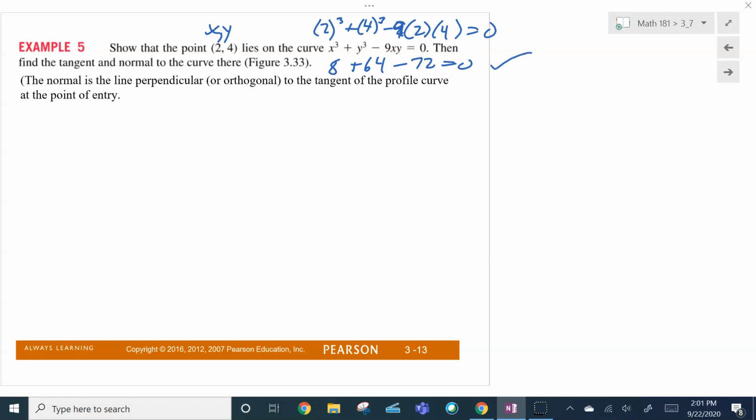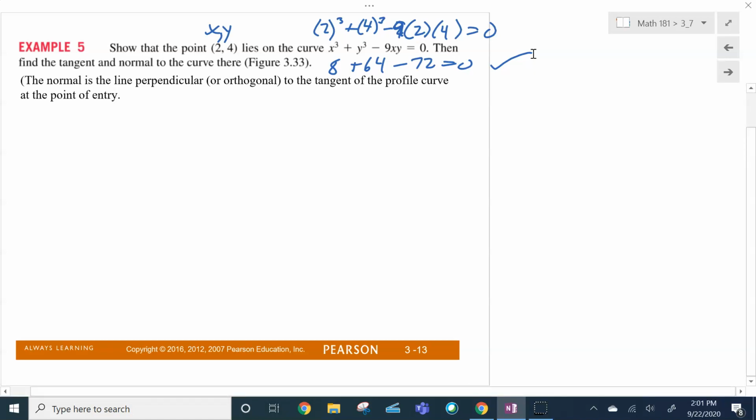So sure enough, yes, it's on the curve. So that point (2, 4) is on the curve. Now find the tangent line and the normal to the curve there. Okay, in fact, let me give you a little picture of this.